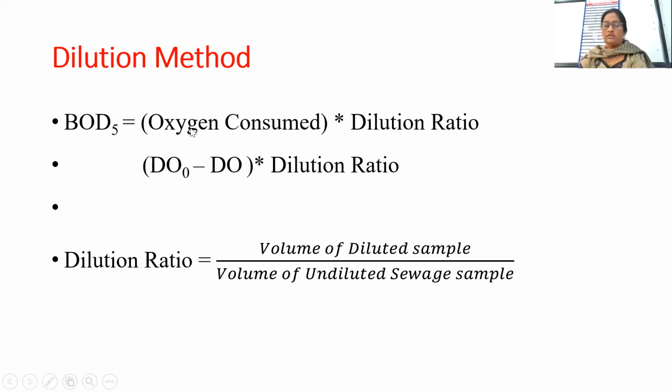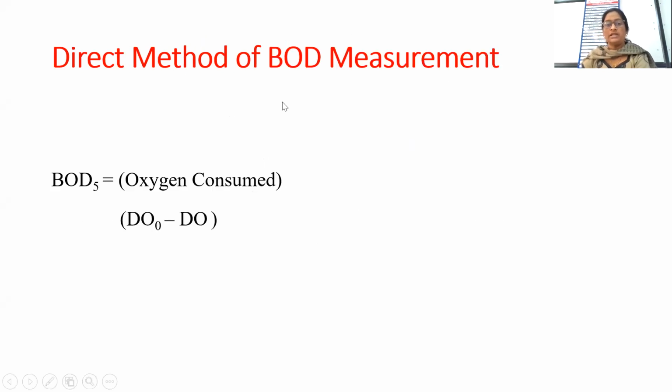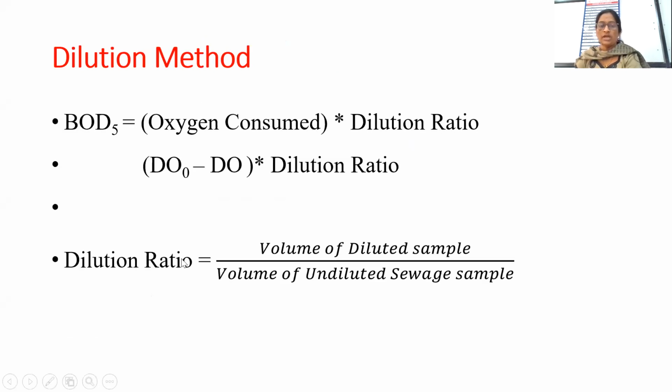Now the third one, I told you there are the 3 methods you can go for the BOD determination. One is the direct method, another one is the dilution method. Both I hope you understood. And third one is the seeding method, where that method is required. I have not written here. I will tell you only the information about that method.